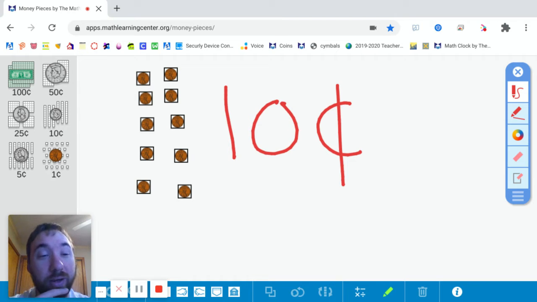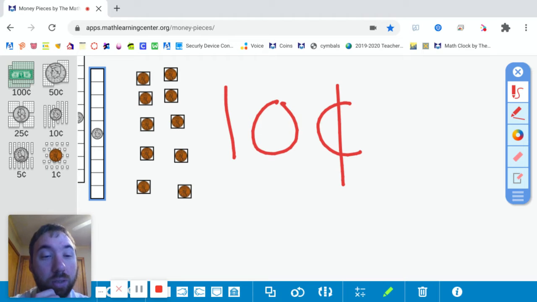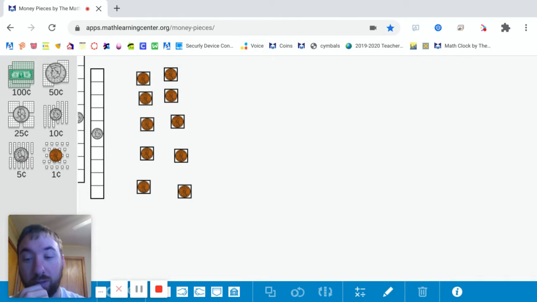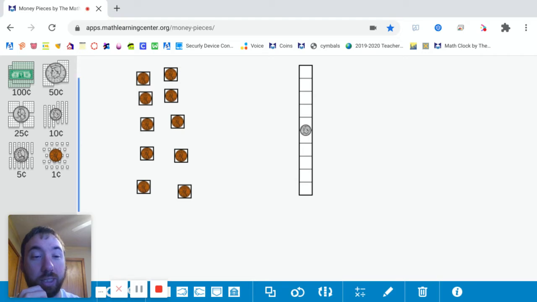So instead of doing that, we have a coin. Okay, this is actually what I want. Take these pins off. Clear all that. Turn my pen off. This coin is worth 10 cents. This is called a dime.